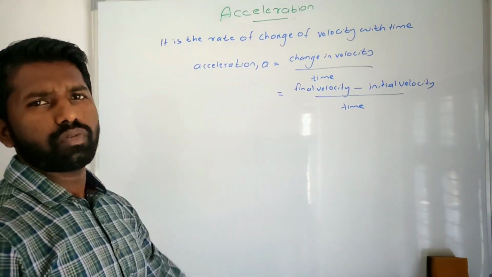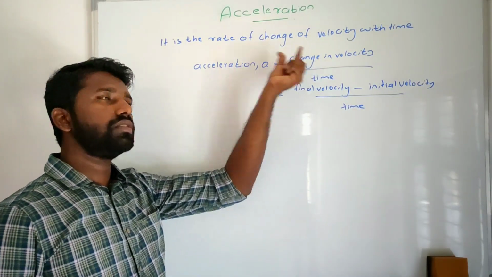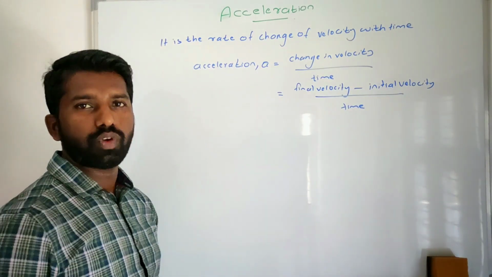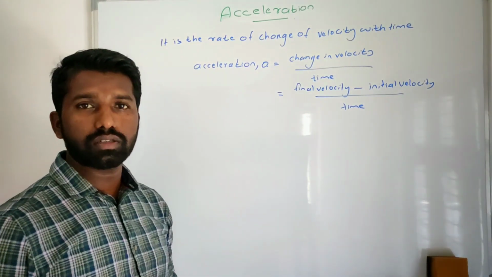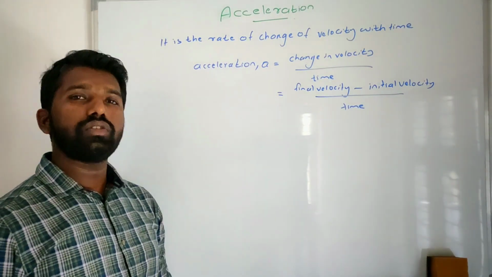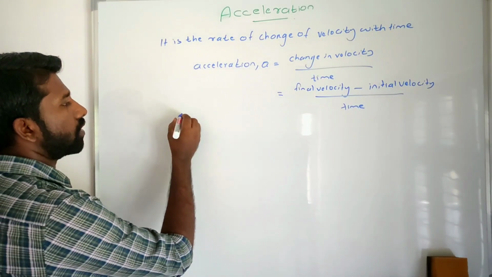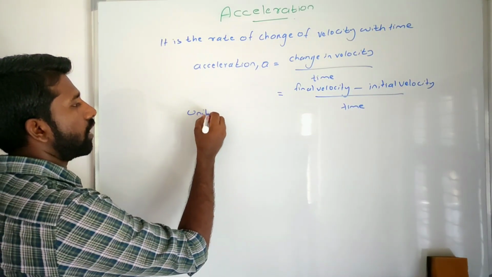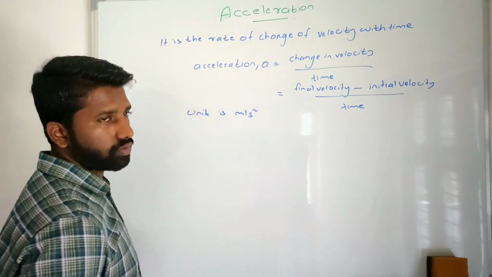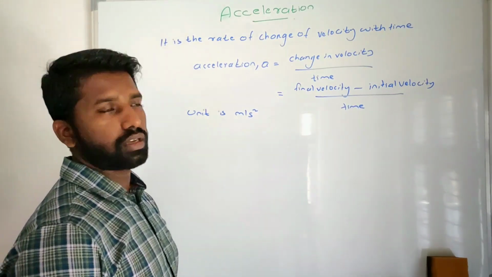What type of quantity is acceleration? It is the change in velocity divided by time. Velocity is a vector quantity, so acceleration is also a vector quantity. And what is the unit? The velocity unit is meter per second, so the acceleration unit is meter per second square. That is the SI unit. The CGS unit is centimeter per second square.